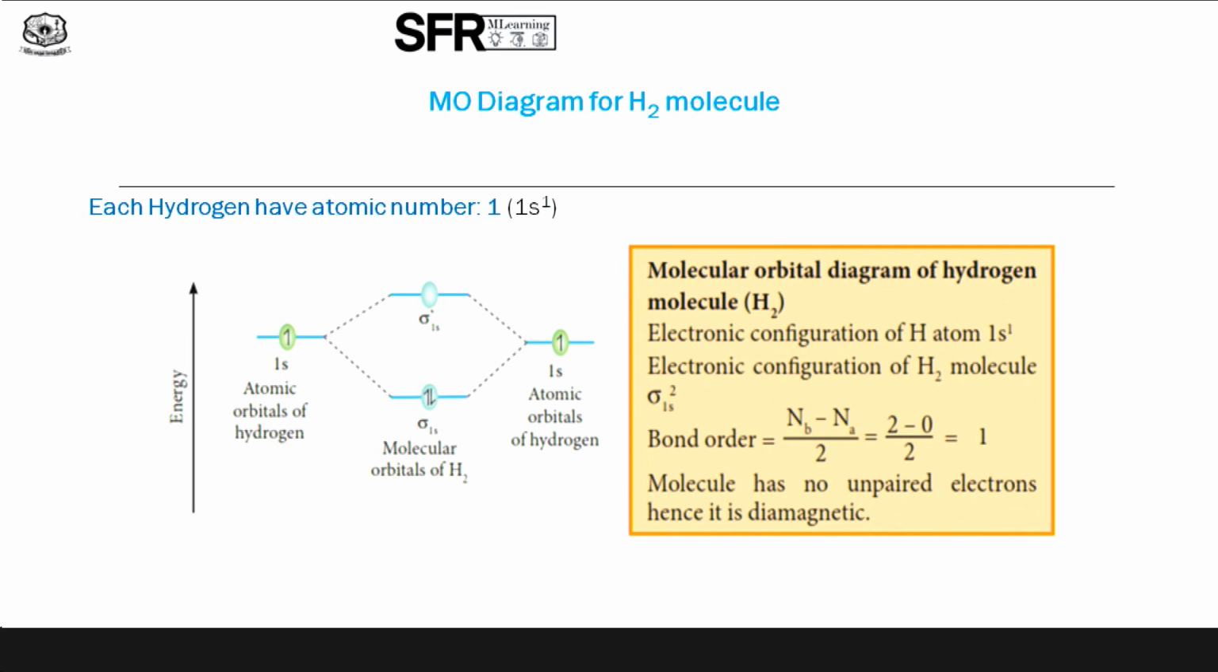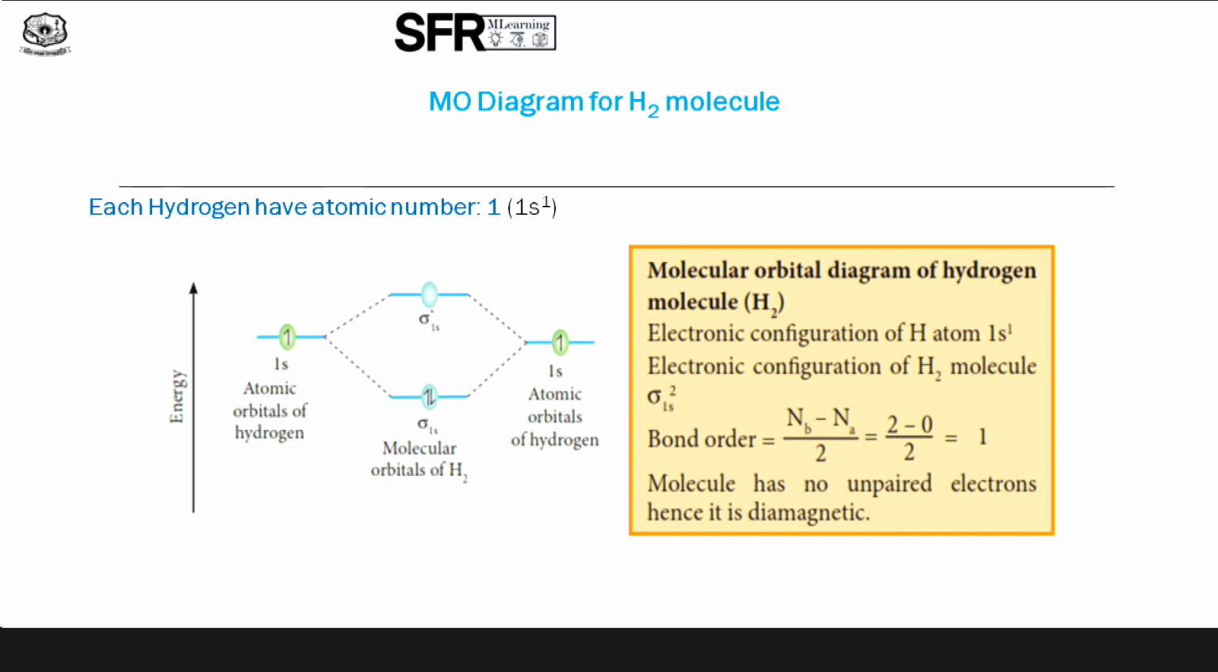So the electronic configuration after molecular formation is written using sigma for the bonding molecular orbital. The bonding sigma molecular orbital is represented as sigma 1s, with the 2 in superscript: sigma 1s2. In the sigma star 1s orbital, the anti-bonding molecular orbital, no electron is available. So only the two electrons go to the lower energy bonding molecular orbital.